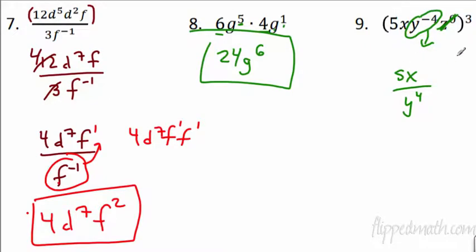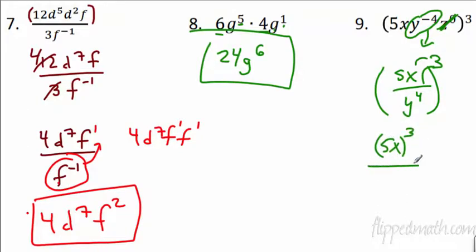All right, when it moved downstairs, it became positive. But don't forget, this whole term is being raised to the 3rd power. Okay, so now what do we do? That 3's got to go to the numerator and it has to go to the denominator. So that means we're going to get, and be careful here, it's not 5x to the 3rd, it's the quantity 5x, the whole quantity, to the 3rd power. And that's all over y to the 4th, and we're going to raise that to the 3rd power. That's going to give us y to the 12th. So how does this simplify? Well, that 3's got to go to both now. So we're going to get 5 to the 3rd, x to the 3rd, all over y to the 12th.